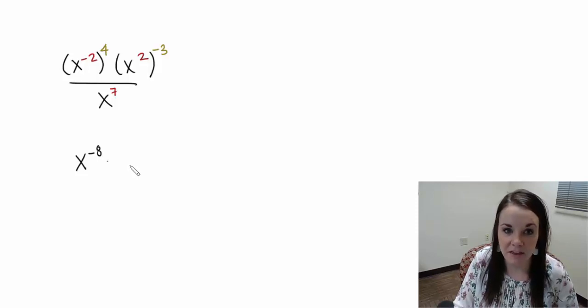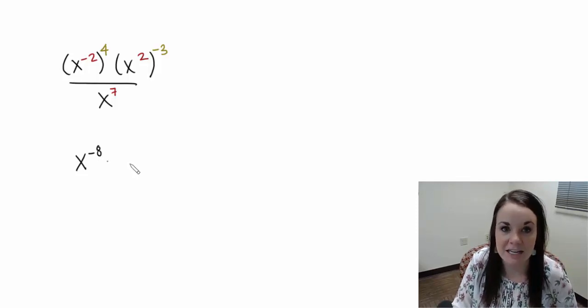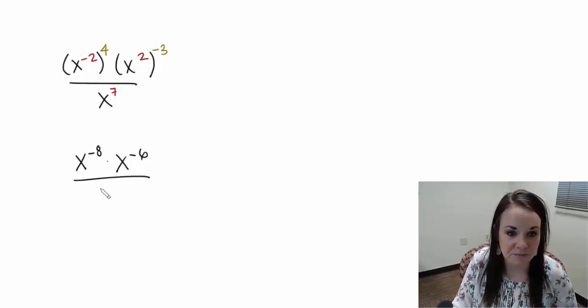And then we have the same thing, x squared raised to the negative 3 power. We multiply those exponents, so that then becomes x to the negative 6. And the bottom we'll leave as x to the 7th power, just for now.